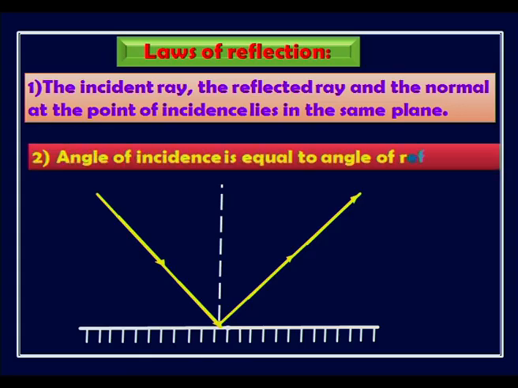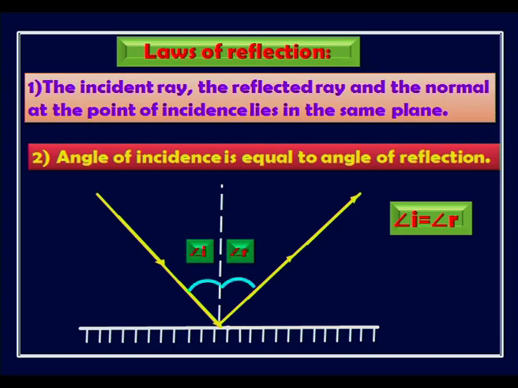Second law is angle of incidence is equal to angle of reflection. The angle between normal and incident ray is the angle of incidence. The angle between normal and reflected ray is the angle of reflection. Angle of incidence, angle I is equal to angle R. These are the two laws of reflection.